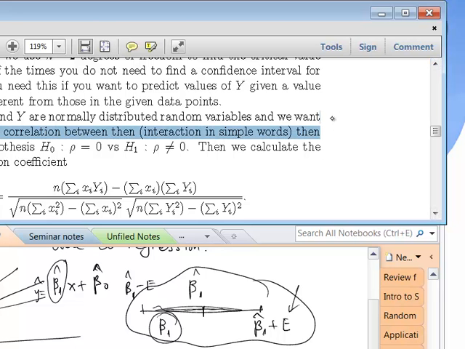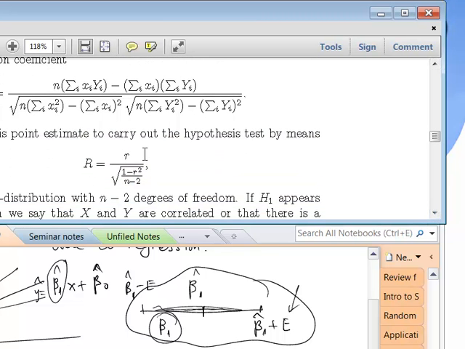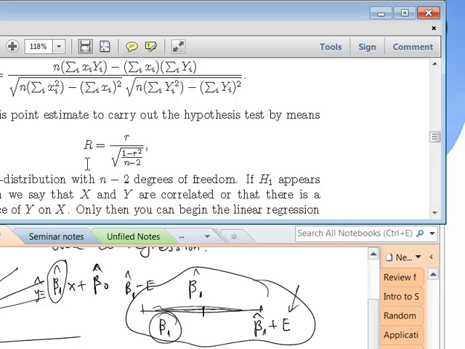So this is the part where we refer to the correlation. And this is the R statistic that we're talking about. Now, observe that this statistic R has a t-distribution with n minus 2 degrees of freedom. Don't forget this. In linear regression, the degrees of freedom for the t-distribution are always n minus 2.